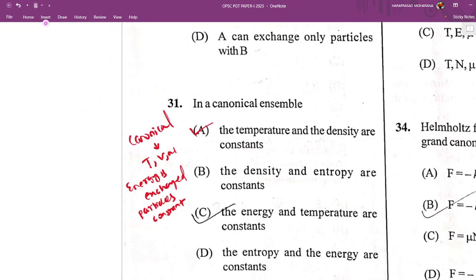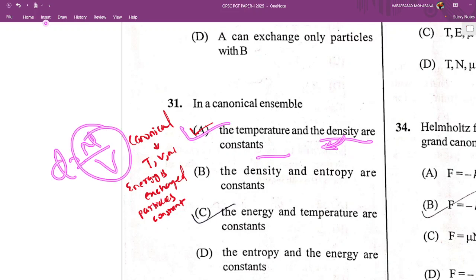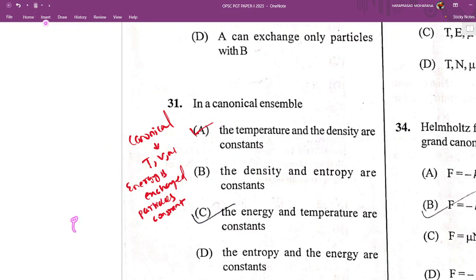Then it is the direct question: in a canonical ensemble, what happens? In canonical ensembles, we have T V N. Energy is the only exchangeable thing here, but particles remain constant in both systems. So the correct option is that the temperature and the density are constant. What do we mean by density? Density is the number of particles per volume. Particles remain constant, only energy is variable here, so the temperature is also constant. So the correct option is that the temperature and density are constant.